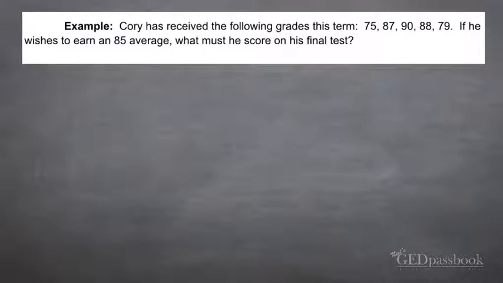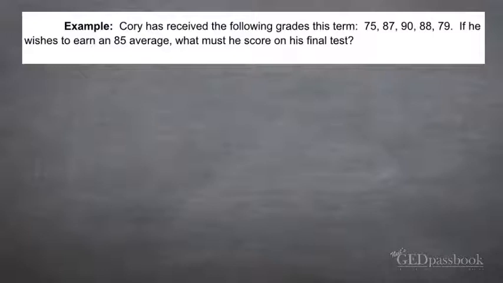Example. Mr. Solano has received the following grades this term: 75, 87, 90, 88, 79. If he wishes to earn an 85 average, or mean, what must he score on his final test? So this is a weird one, right?